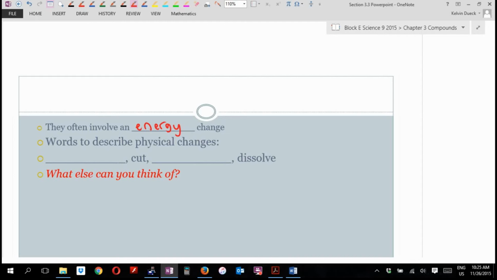Here's a substance. What substance is this? A piece of paper? Is it still paper? Yeah. Have I changed its shape? Yeah. So you know what? Tear. Cut. Rip. Shred. Boil. Dissolve.